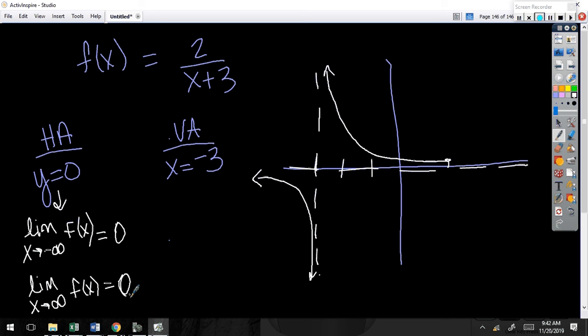Does that make sense? All right. Approaches positive infinity means look at the right end of the graph. This is just end behavior, like we've already done.